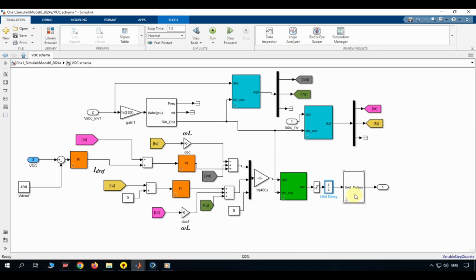Finally, this reference becomes the URF signal, which feeds the PWM generator to produce the switching pulses that drive the inverter. In summary, this section takes the DC link voltage, the grid voltage, and the grid current, and uses them to compute exactly how the inverter should switch, so that the DC bus voltage stays regulated at 400 volts while the inverter injects clean, grid-synchronized current at unity power factor.